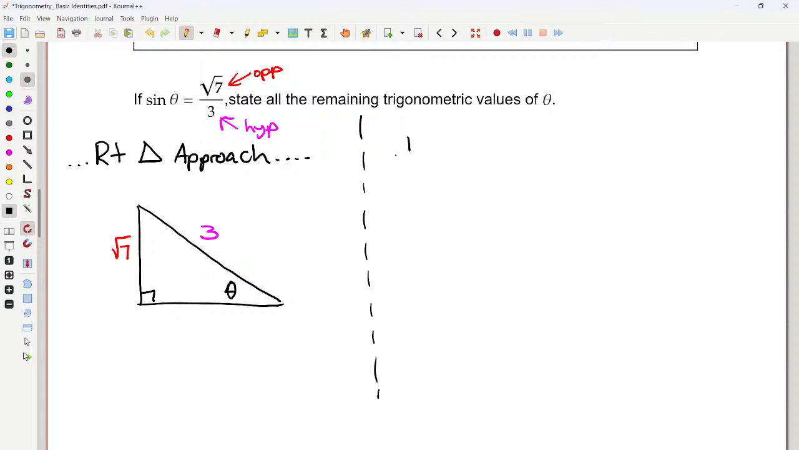An identity approach doesn't require drawing a triangle. It just requires you knowing sine squared plus cosine squared equals 1, and I'll show you how it finishes out.